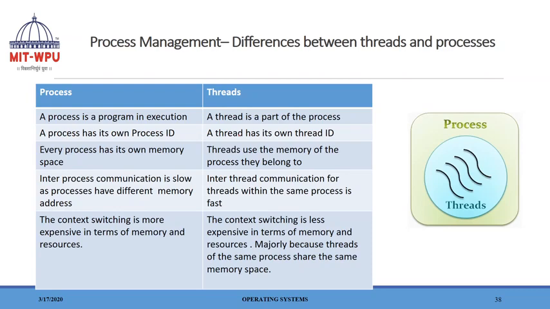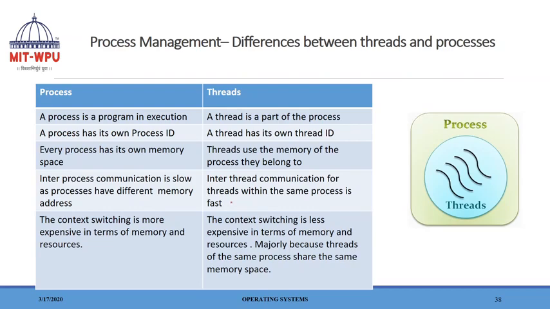Similarly, a thread has its own unique thread ID. Every process has its own memory space which is assigned by an operating system, whereas threads use the memory of the process they belong to. Inter-process communication is slow as processes have different memory address spaces, whereas inter-thread communication for the threads within the same process is fast as they are sharing the same address space.